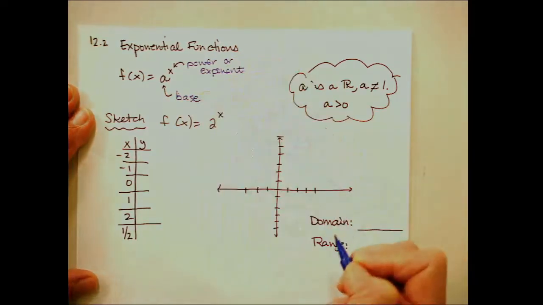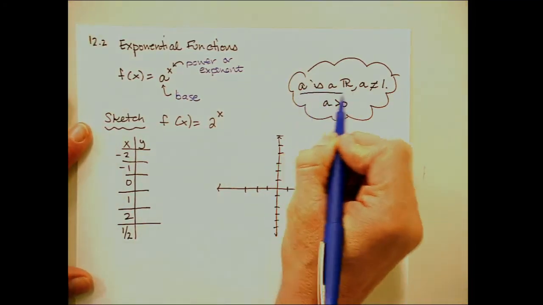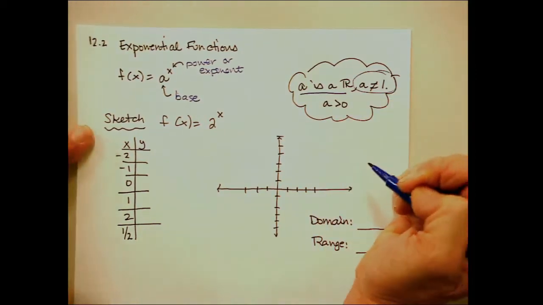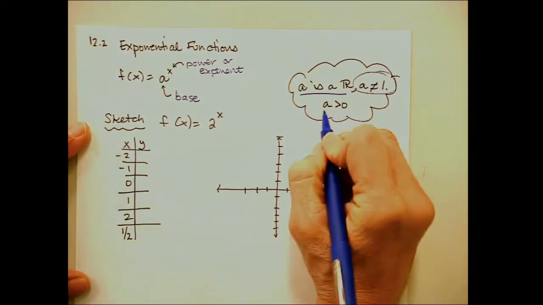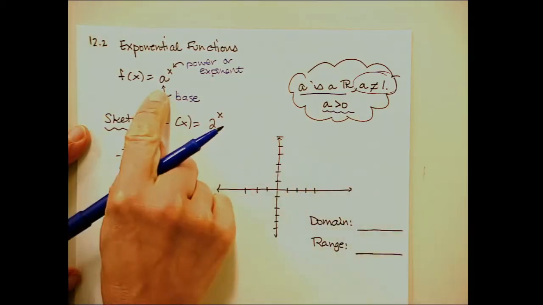Okay, and we have some restrictions on what a can be. Right, it's going to be a real number, no i's involved. It cannot be 1, because that's not very interesting. And we'll require it to be positive. It can't be negative, no negative numbers for a base.